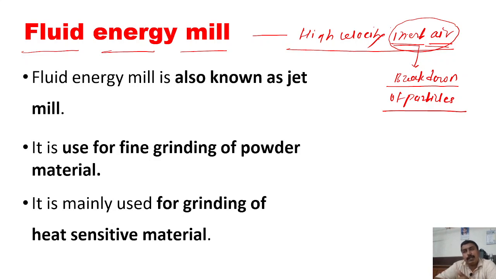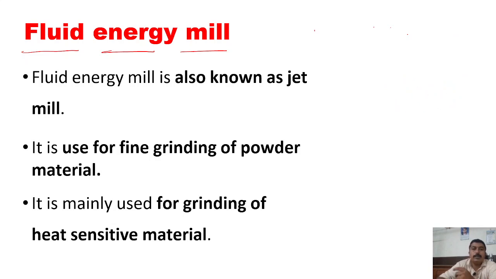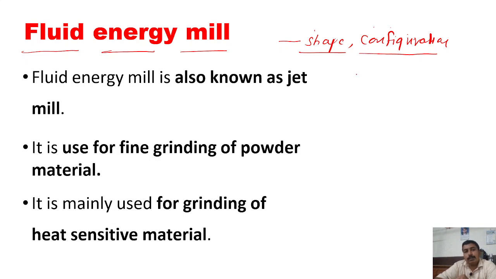So far, in the second lecture, we have already covered the hammer mill and ball mill, and we discussed that in the hammer mill, hammers are responsible for size reduction. In the ball mill, stainless steel balls are responsible for size reduction. But this mill is different from the other mills with respect to the shape of the mill as well as configuration. Both parameters are different in the fluid energy mill if you compare with other mills.